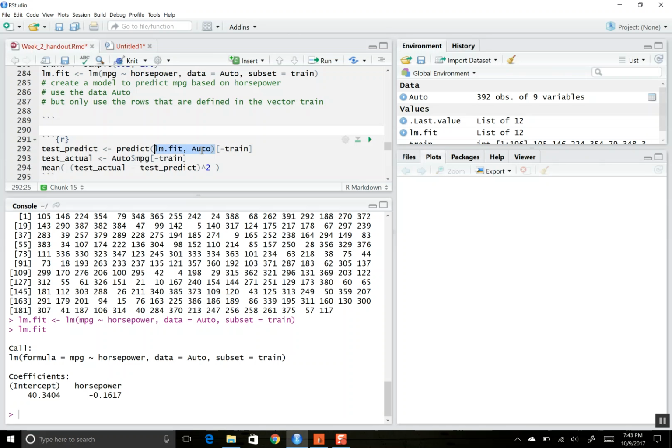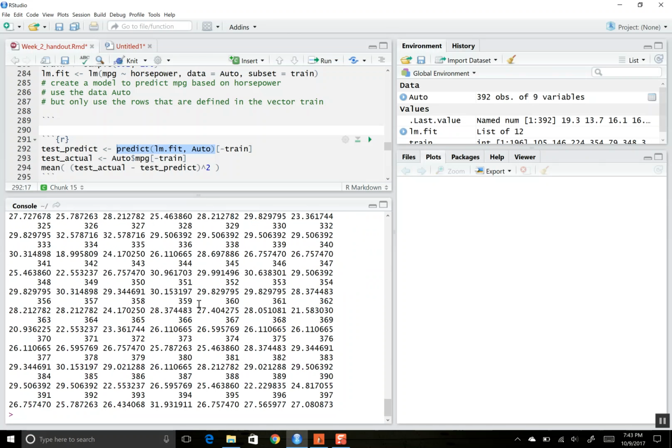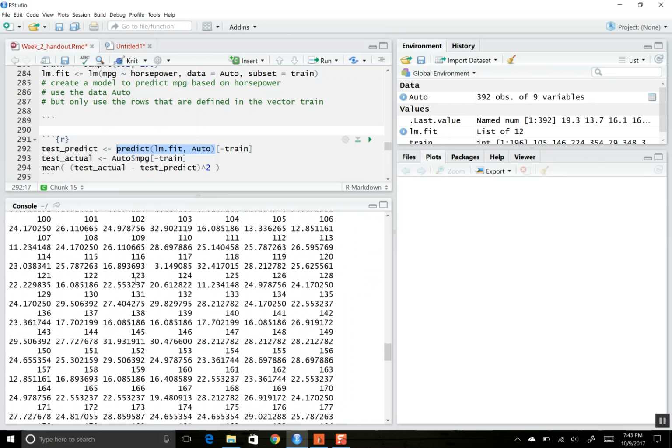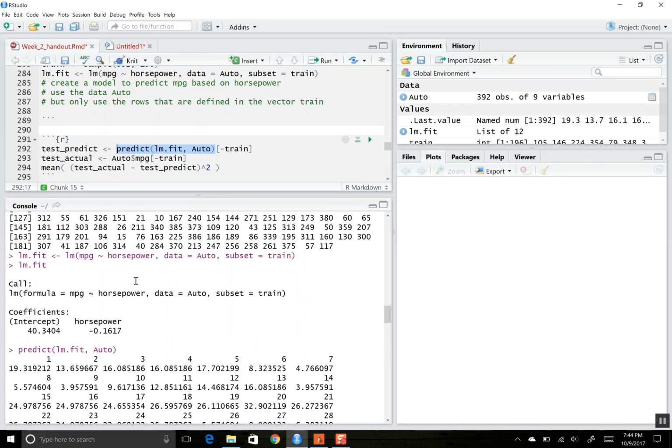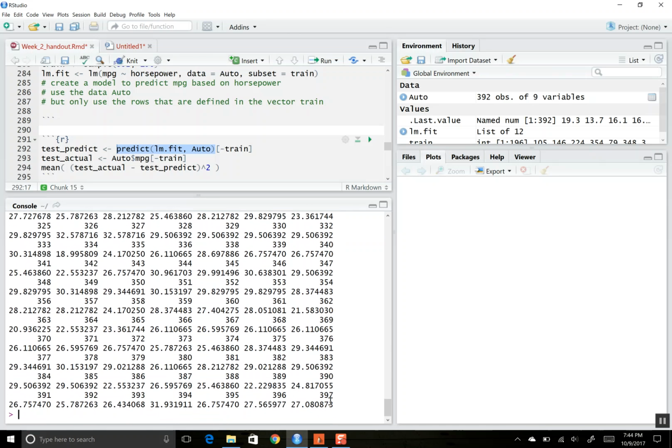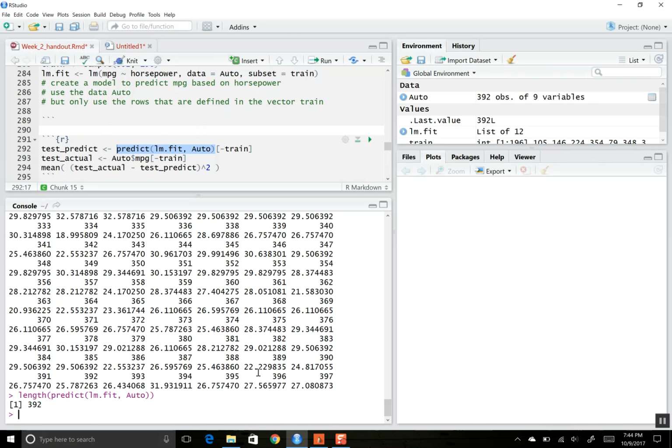And so in this case, we're just going to have it make predictions for all the data, okay? So if I just run this, predict on lm.fit, auto, it's going to produce predictions for all 397, I guess, wait, it should only be 392. I think the row numbers are just named funny. But let me just do length here. Yeah, so it makes predictions for all 392 rows.